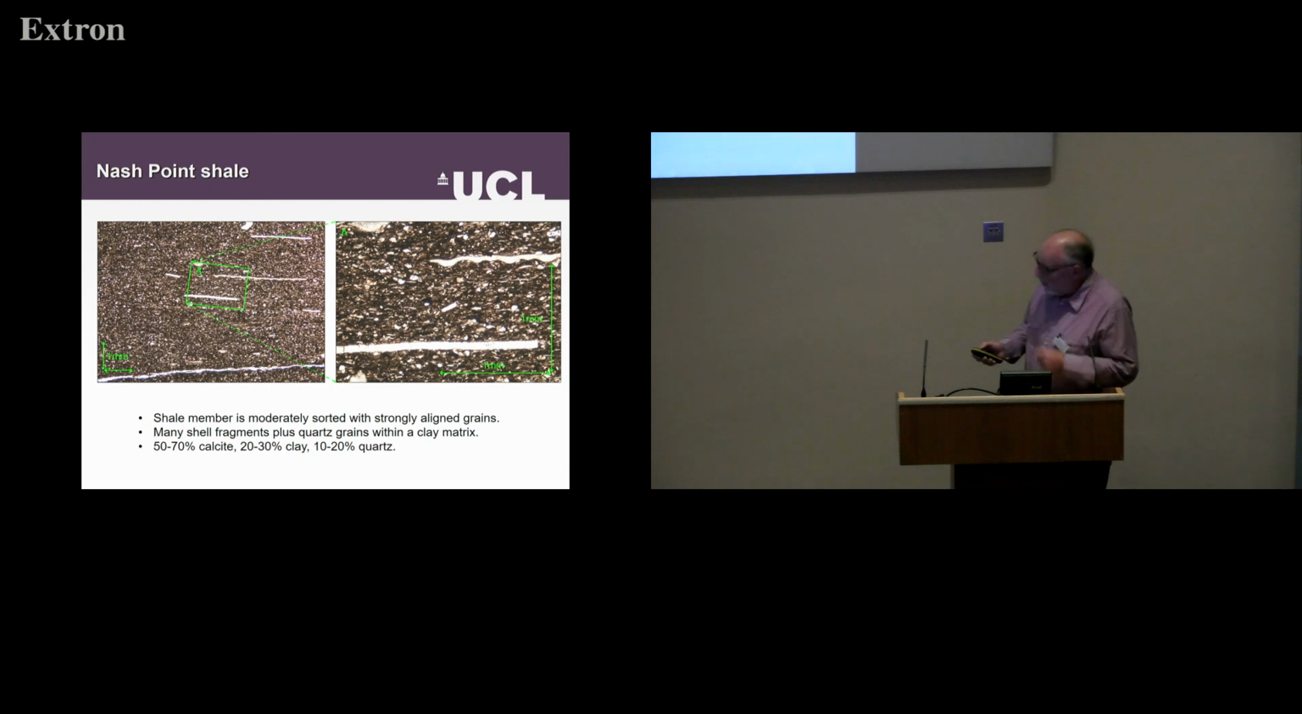And this is what it looks like in thin section. The microstructure is dominated by these shell fragments. So it's about 60% calcite, about 25% clay, with 15% quartz content. So that's the material, and you can see from its microstructure that it's very anisotropic.